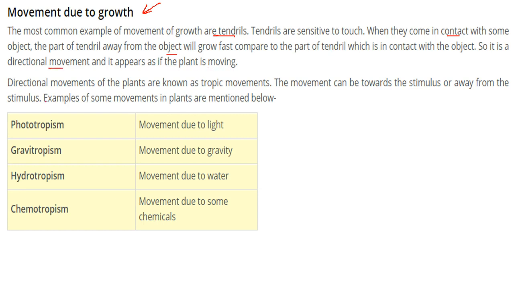This directional movement of plants is known as tropic movement, and the movement can be towards the stimulus, or away from the stimulus as well. There are certain examples of movements in plants like phototropism, the movement due to light, gravitropism, the movement due to gravity, hydrotropism, movement due to water, and chemotropism, the movement due to some chemicals.